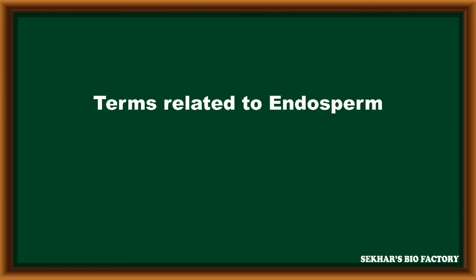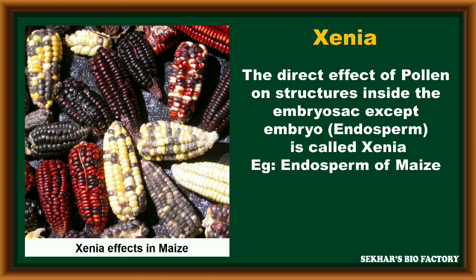Some of the important terms related to endosperm. The first term is xenia. The direct effect of pollen on structures present inside the embryo sac, except the embryo, that is nothing but endosperm, is called xenia. Example, in maize, due to xenia, different colored grains are formed. That is called the xenia effect.